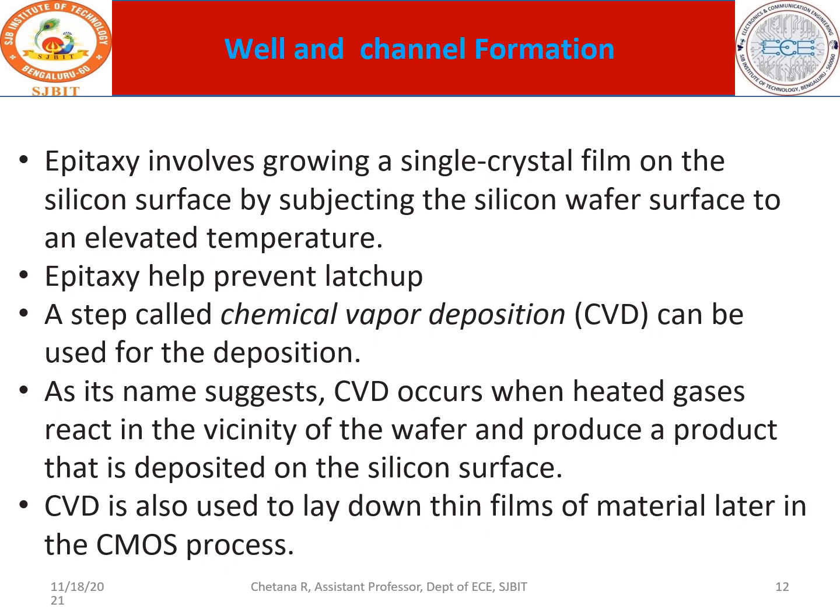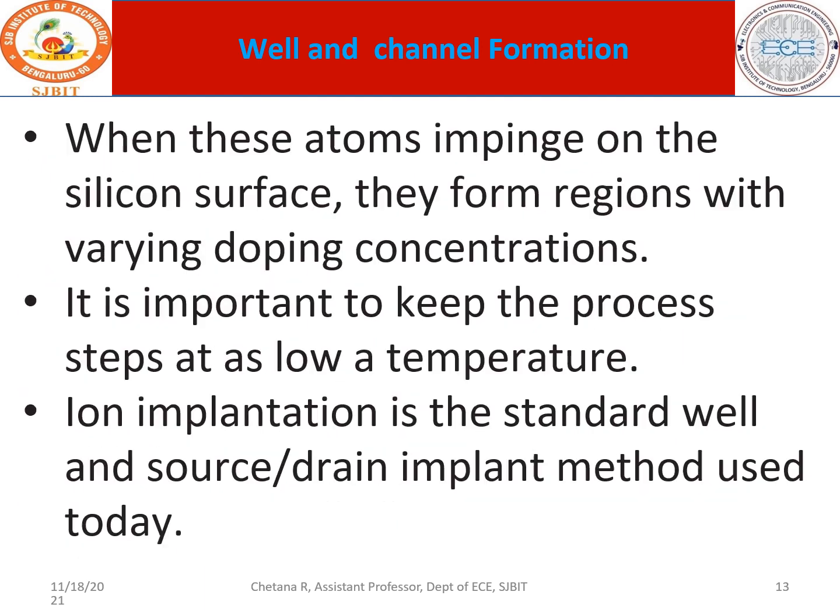We have one step called chemical vapor deposition. So this is also used. And what is chemical vapor deposition? Heating a chemical to a very high temperature, vapors are created and that is made to deposit. So CVD occurs when the heated gases react in the vicinity of the wafer and produce a product that is deposited on the silicon surface. As the name says, this is the procedure involved in chemical vapor deposition. CVD is also used to lay down thin films of material in the CMOS process.